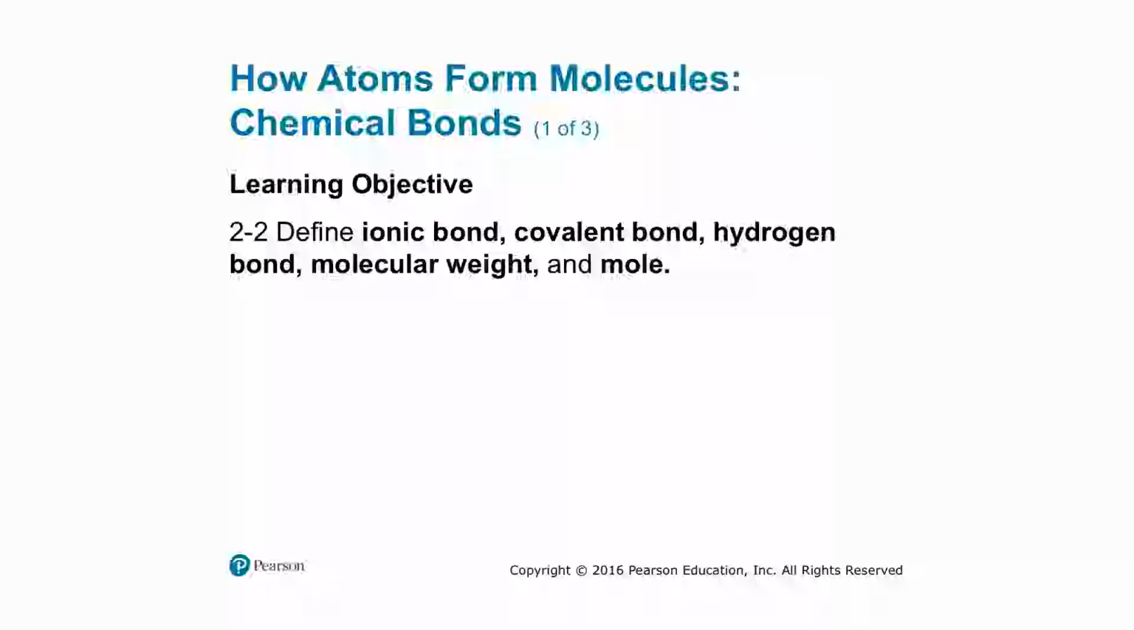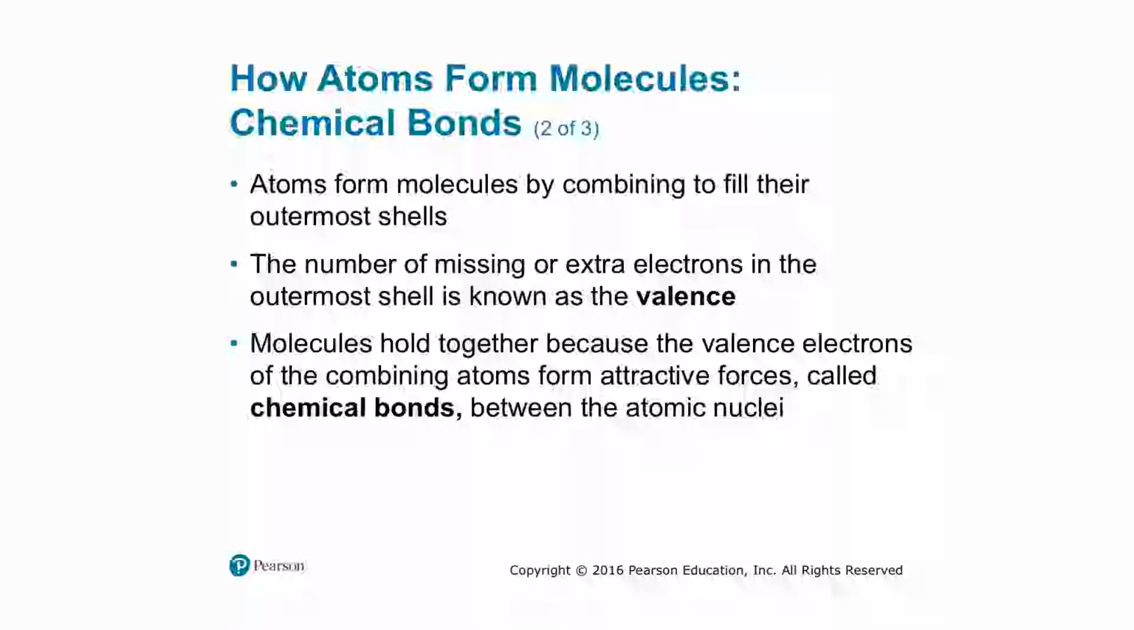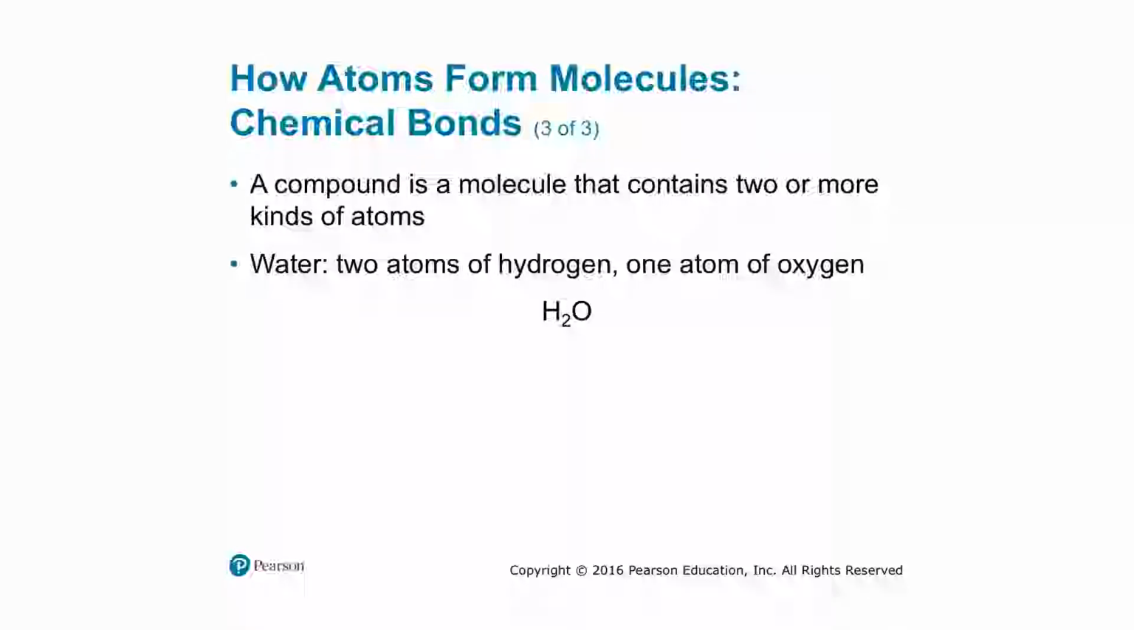So next we're going to talk about bonding and how that kind of gets us to making molecules. So atoms form molecules by combining to fill their outermost shells. And the numbers of missing or extra electrons in the outermost shell is known as the valence. And so molecules hold together because the valence electrons of the combining atoms form attractive forces called chemical bonds between these atomic nuclei. And so a compound is a molecule that contains 2 or more types of atoms. So water is 2 hydrogen atoms and 1 oxygen atom, and it comes together and it forms a compound.